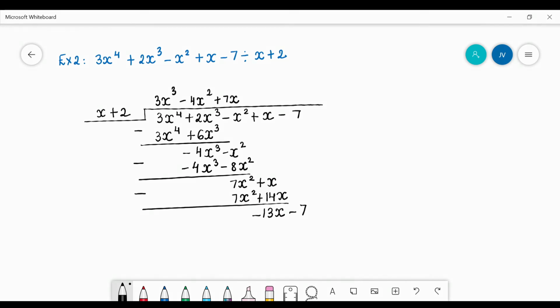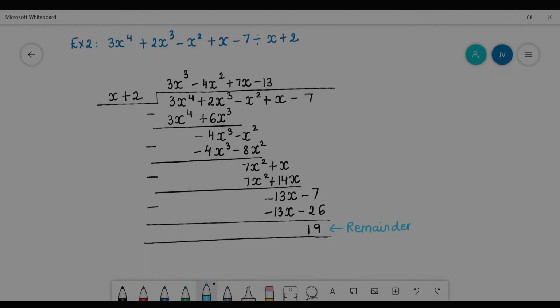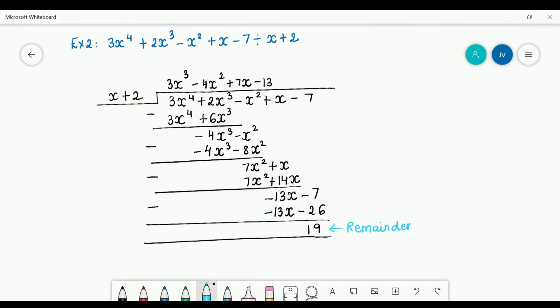We take the minus 13x, we divide it by x to get minus 13. And then we multiply the minus 13 by x plus 2 to get minus 13x minus 26. Minus 13x minus minus 13x is 0. Minus 7 minus minus 26 is equal to 19. So we have a remainder of 19.